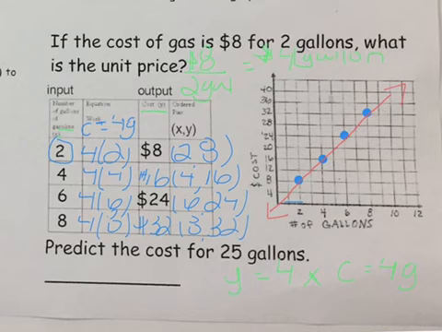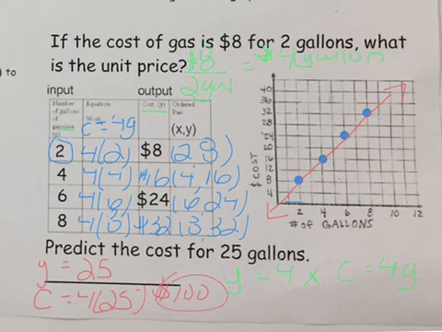If I have to predict the cost for 25 gallons, my G is now equal to 25. So I'm going to take my cost, multiply 4 by 25, and my cost then is going to be $100. So I have a cost of $100 because I substituted. That's how I'm making the prediction.